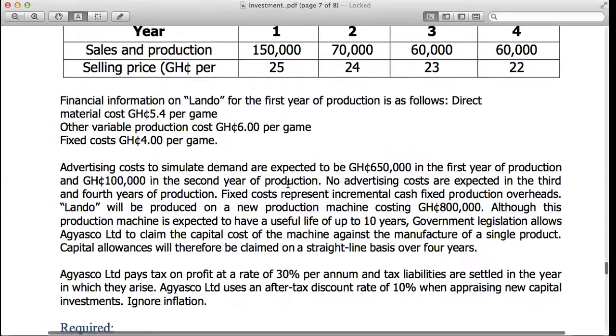Although this production machine is expected to have a useful life of up to, what, 10 years. So to the company, the machine will last for 10 years. Government legislation allows Ajasco to claim the capital cost of the machine against the manufacture of a single product. And then it went further to say that capital allowance will therefore be claimed on a straight line basis over 4 years. Good. So that is it.